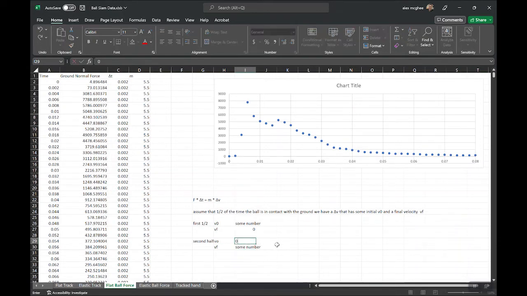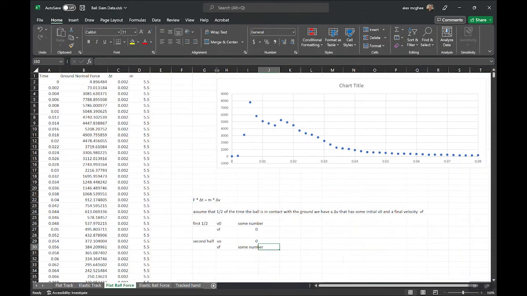Okay, so from this we get another idea. What if we take F dt, the integral of this force over time, from 0 to half of the collision time, which, if we look at this data, is about 0 to 0.06? So if we do that for the first half of the collision, we have force times the change in time. That's kind of the integral right here.